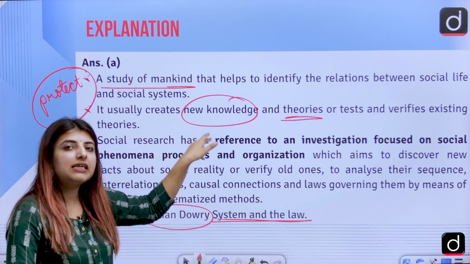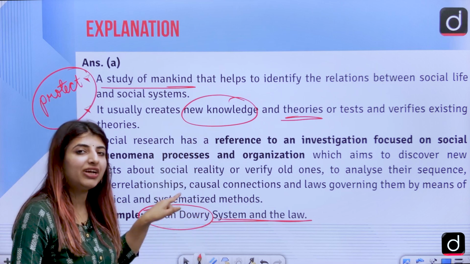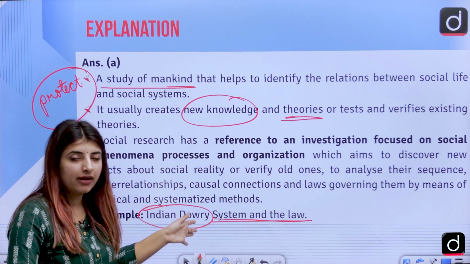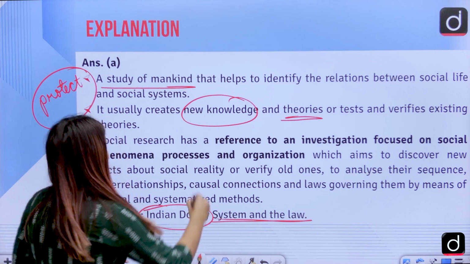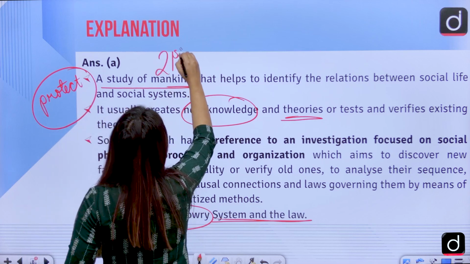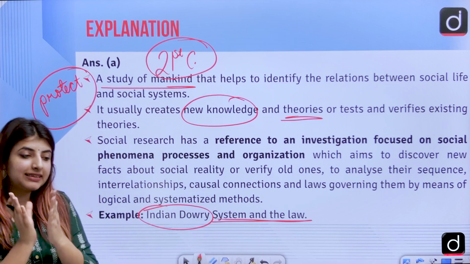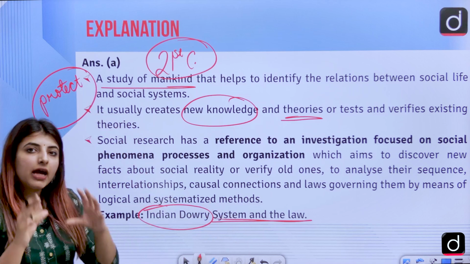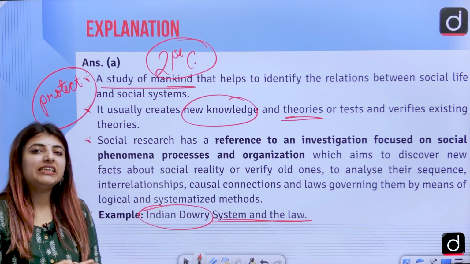Social research will try to dive deep into the social life and the social systems which have been existing for centuries. Even in today's time, in the 21st century, we would see that in some parts of India, maybe in the villages, people are still accepting dowries. Why is that happening?